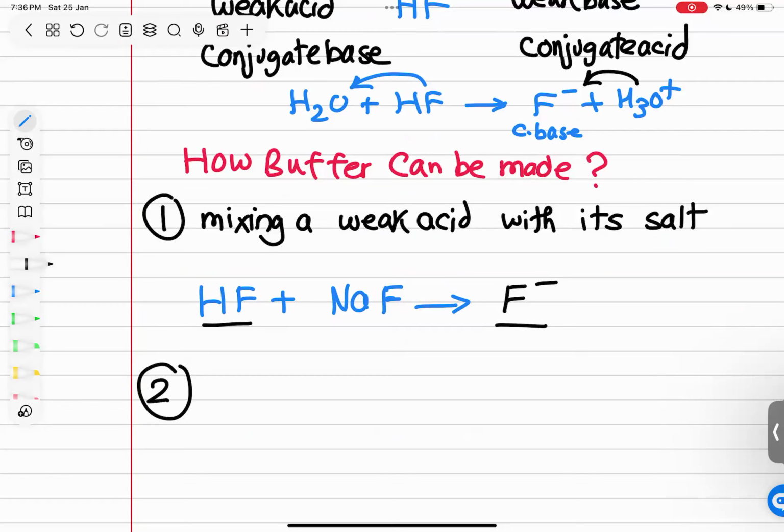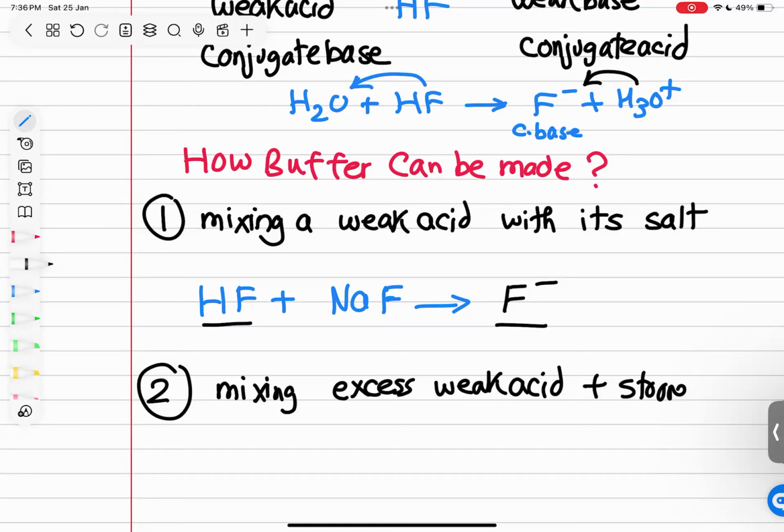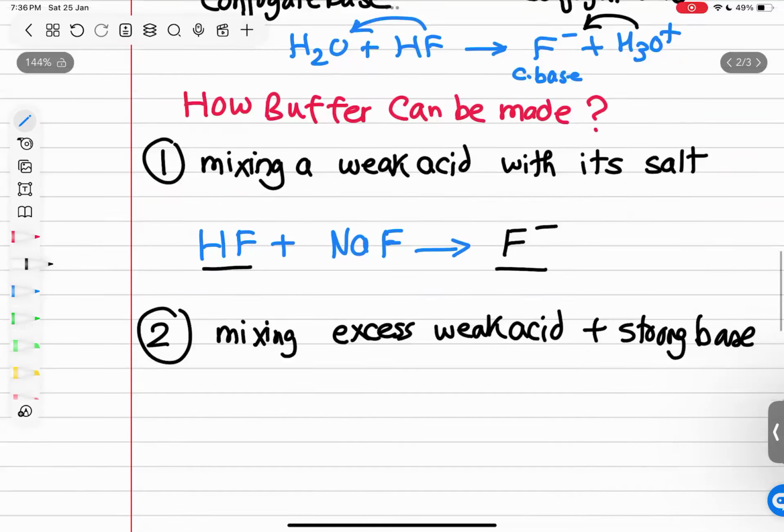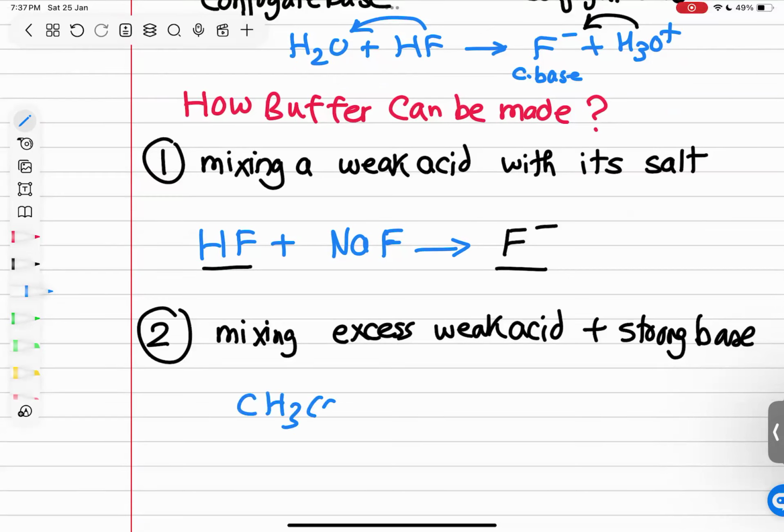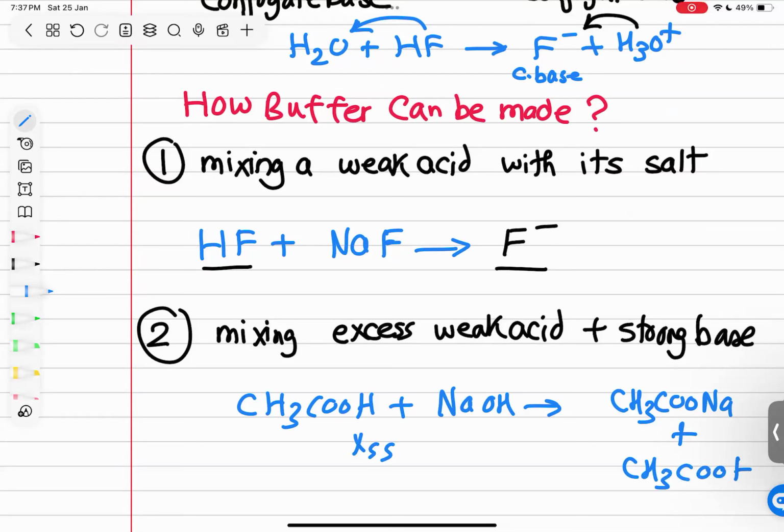Number 2 is by mixing an excess of a weak acid plus a strong base. So if I put a weak acid like CH3COOH in excess with a strong base, I'm going to form CH3COONa, and since there is excess of the acid, CH3COOH remains. So now we have the excess weak acid and its conjugate base.